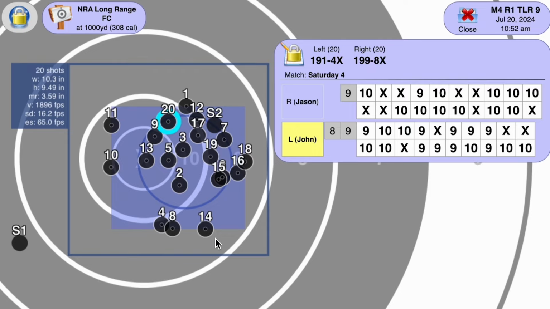Load number one, I'd give it a B. It's shootable. It's probably club match level. It's definitely not a regional or national level load yet.